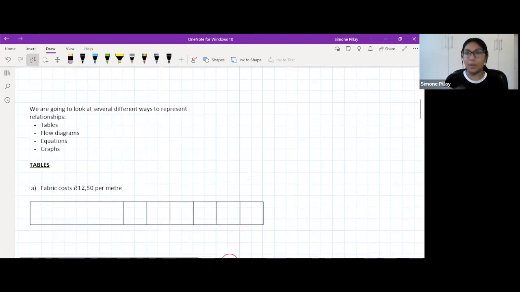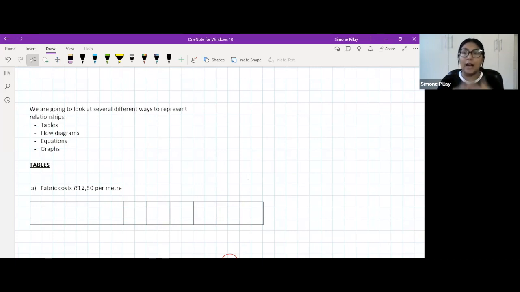So, what are we doing today? We are looking at ways that we represent relationships. Now, what have we learned up until this point? We have learned about variables, and we have learned that different variables can have relationships.